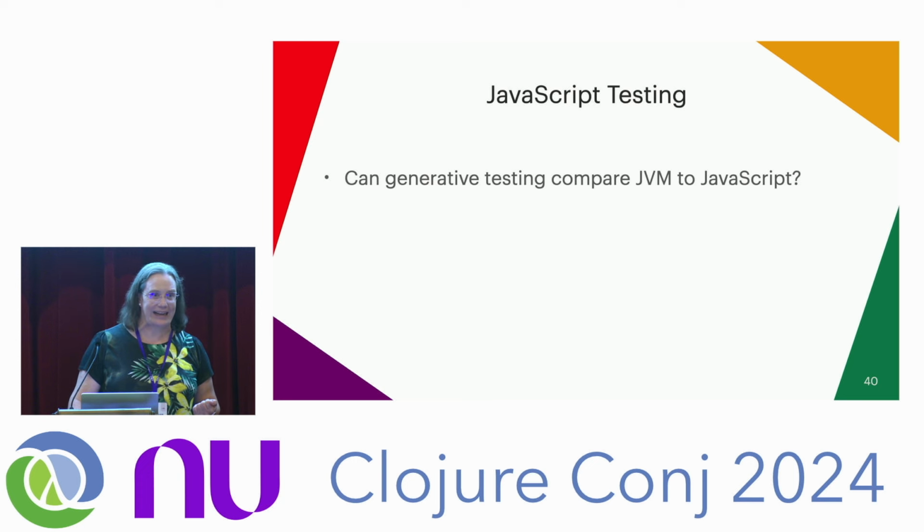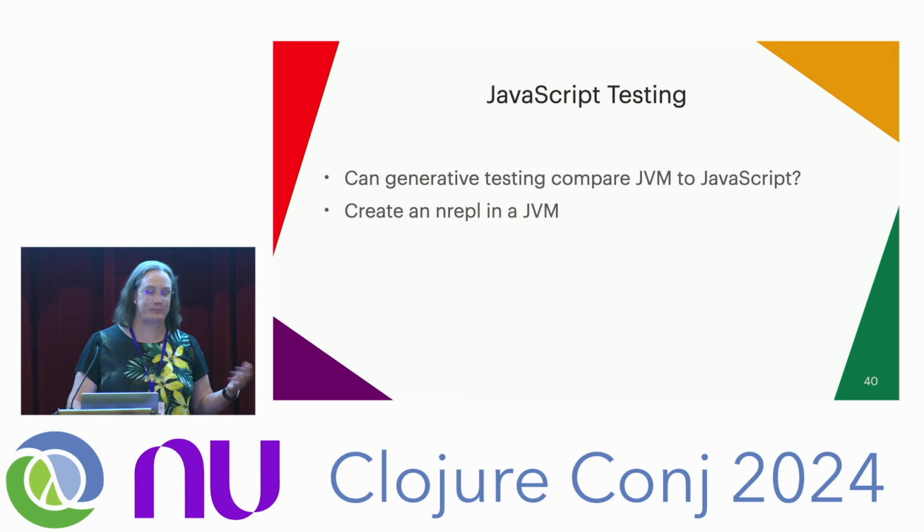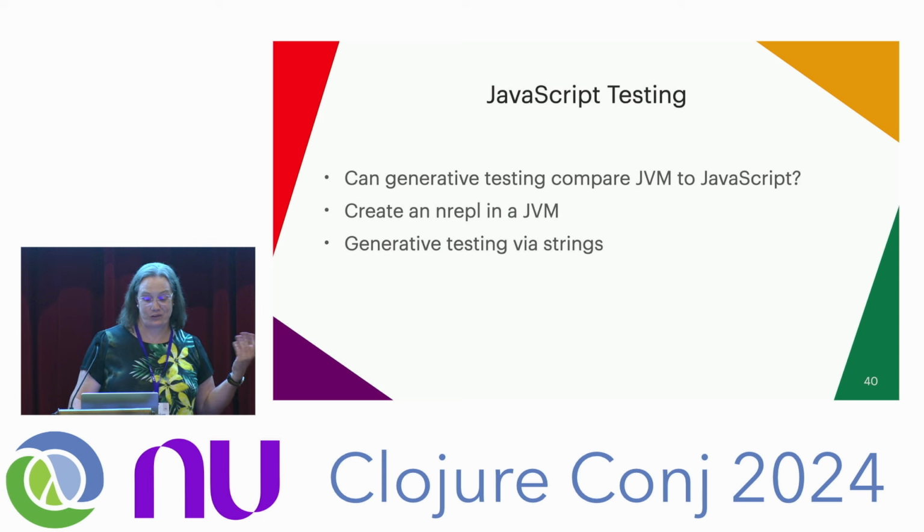Okay, so now we want to get it into JavaScript. Can the generative testing that I was doing earlier, can that actually compare the JVM output to the JavaScript output? Because that would be, ideally what I was looking for. So how could I do that? Well, step one would be to create an nREPL in the JVM, but you can only really talk to that through strings. So let's do the generative testing using strings.